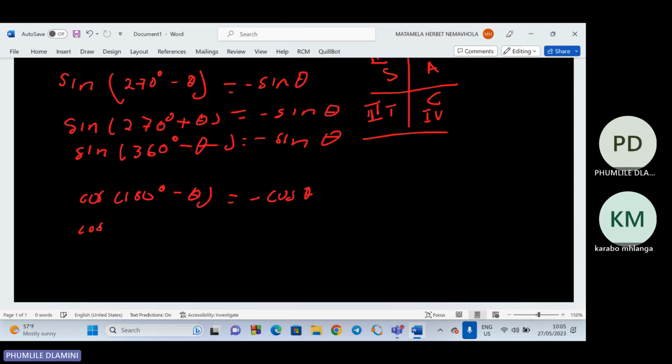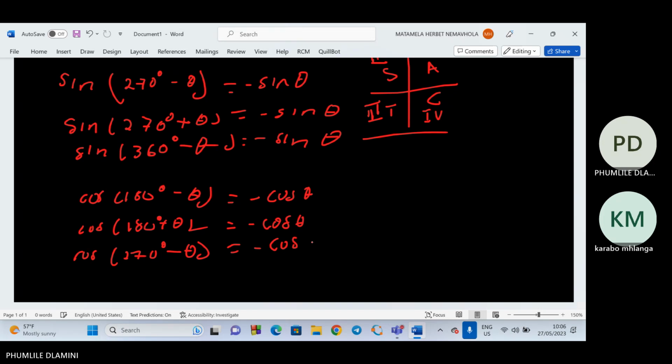And cos of 180 degrees plus theta is in the third quadrant. In the third quadrant cos is negative. You see, the result becomes negative cos of theta. And cos of 270 degrees minus theta is in the third quadrant. Still the third quadrant, cos is negative. The result is negative cos theta.